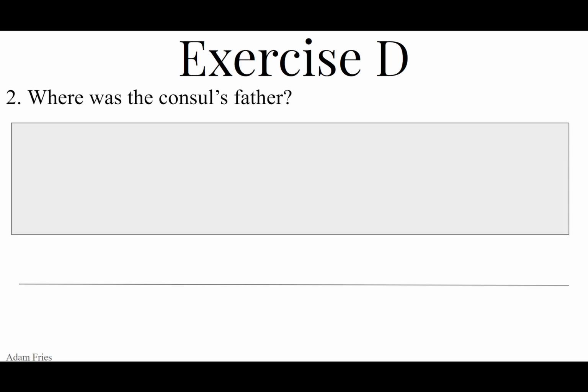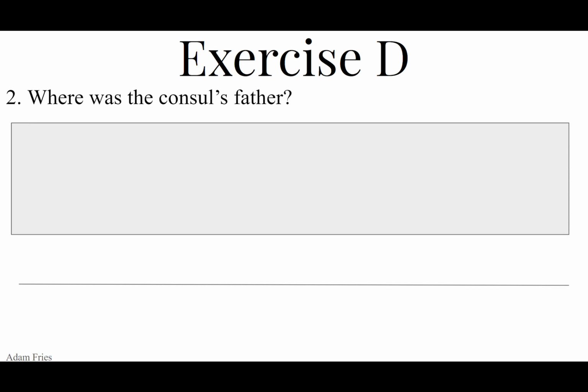Well, this could be two tenses. It could either be the imperfect, which would indicate an action like where was he for a long period of time. The imperfect tense, that would be the third person singular imperfect active indicative of sum, esse, fui, futurus. The answer would be erat, ubi erat. Or we could make it into the perfect tense, and that would mean something like, where has the consul's father been? Where has he been?